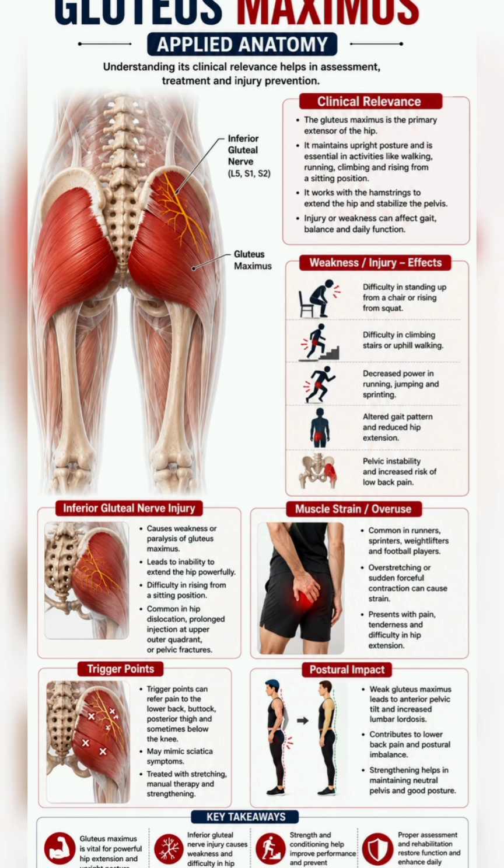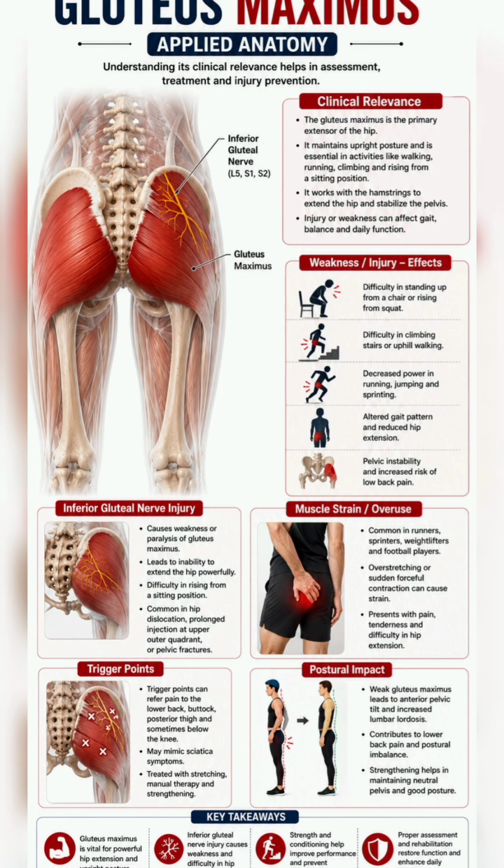So the third one is muscle strain, that is overuse, common in runners, weight lifters and football players, because overstretching or sudden forceful contraction can cause this strain. Okay. So the next one is trigger points. Trigger points can refer pain to the lower back, buttocks, posterior thigh and sometimes below the knee also. Sometimes these trigger points may mimic sciatica symptoms. Okay, so they are treated with stretching, manual therapy and strengthening, which is enough.